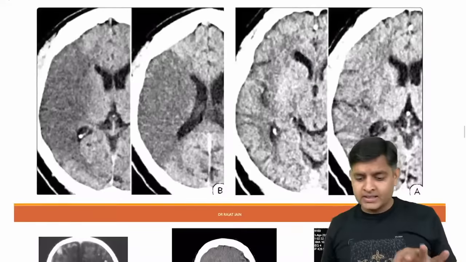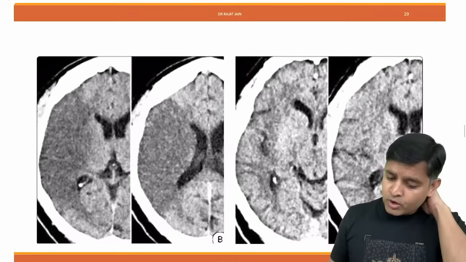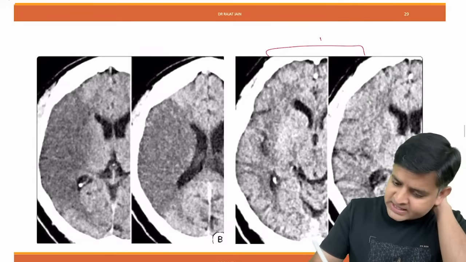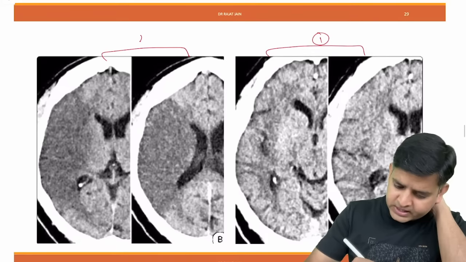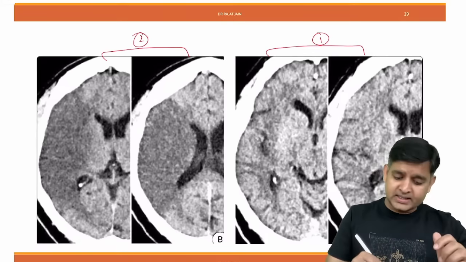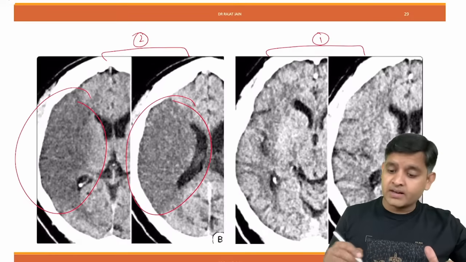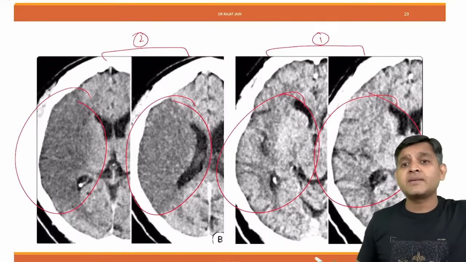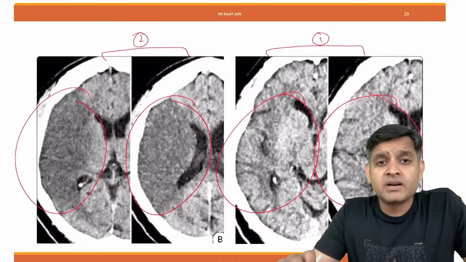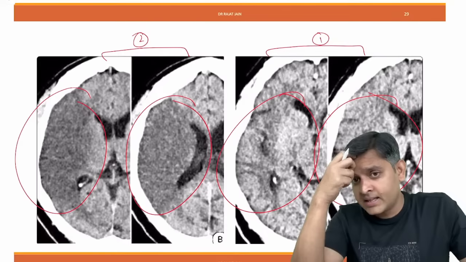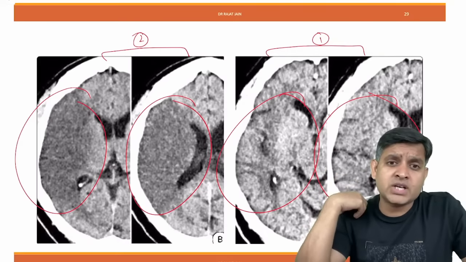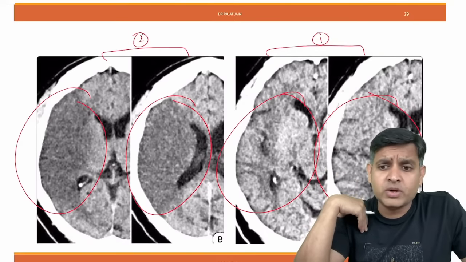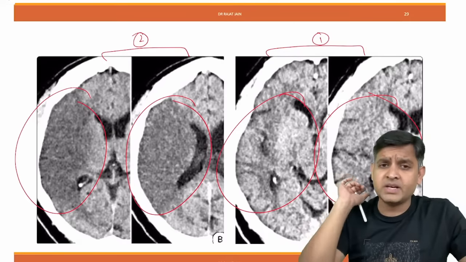Okay? Now, let us see these two images. I want you to see these two images together as a single image. Now, look at this area. There is hardly any abnormality in image number 1, but there is a clear cut abnormality in image number 2. And what is the nature of abnormality? What is the color? Hypodense or hyperdense? In the second image, what do you think?